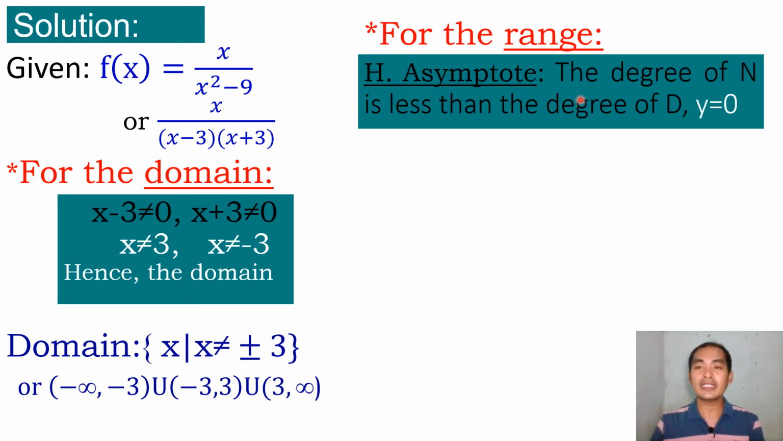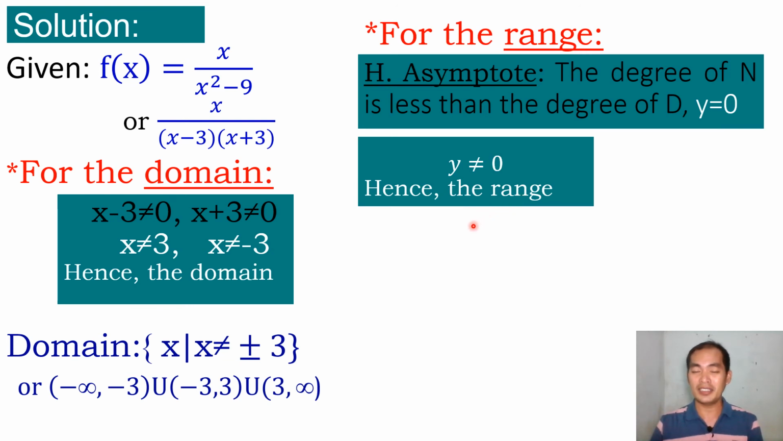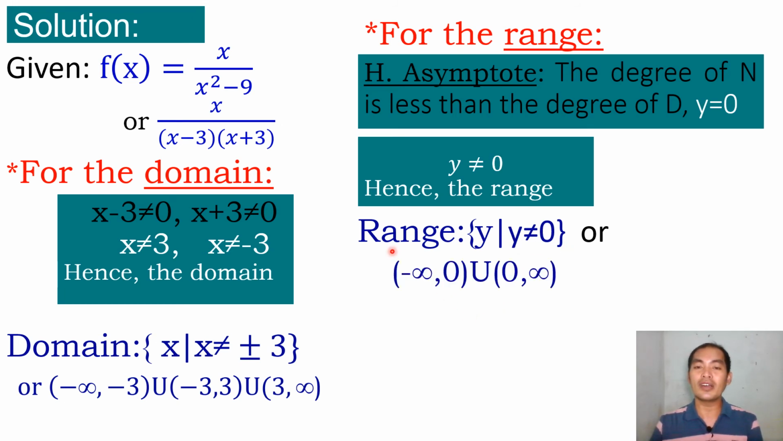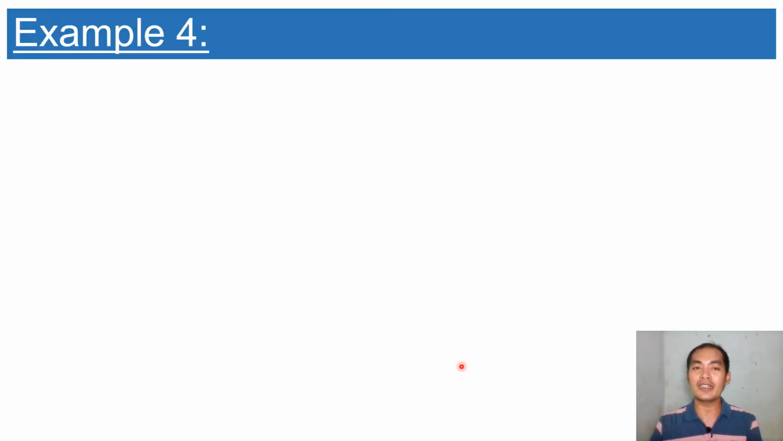For the range, the horizontal asymptote: we have the degree of the numerator, which is 1, and the degree of the denominator is 2. Therefore, the numerator is less than the denominator, so y is equal to 0 is the value of the horizontal asymptote. And this serves as the restricted value of the range. So y is not equal to 0, so we have the set of all y such that y is not equal to 0, or from negative infinity to 0, union, open interval from 0 to positive infinity.